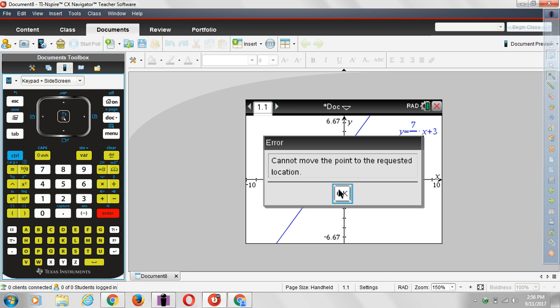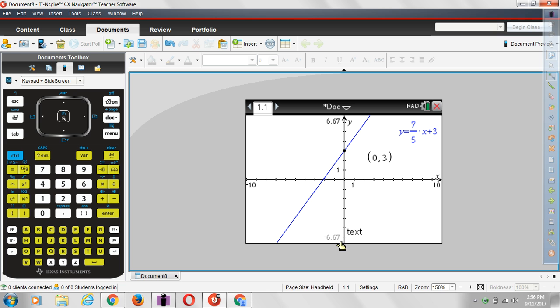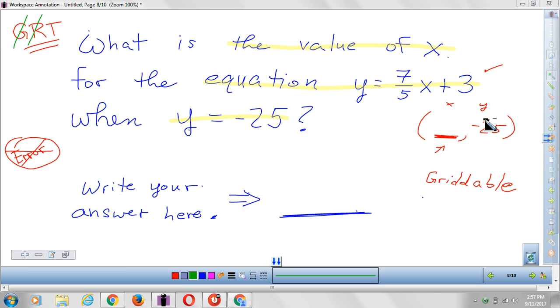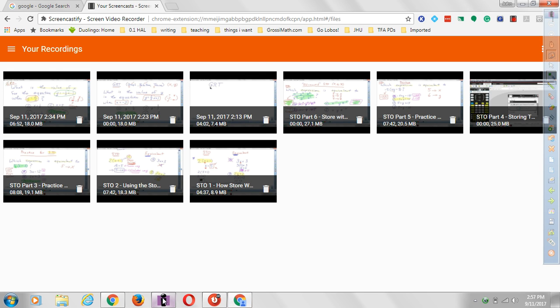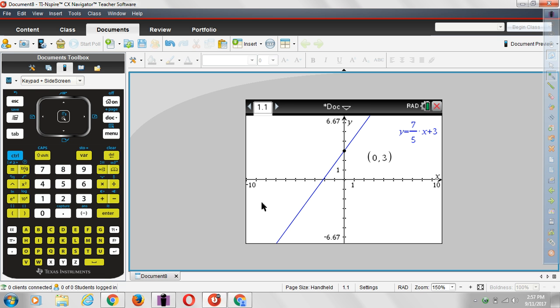Well, guys, the secret with this error is that you see down here, the very lowest y that the calculator can see is negative 6.67. Almost negative 7. If I look at my problem, negative 25 is far lower than that. That's basically the issue. The issue is not an error, really. The issue is that the calculator cannot see the answer because it's off the screen somewhere. It's trying to move that dot to a spot that it cannot see. So we need to help it see.